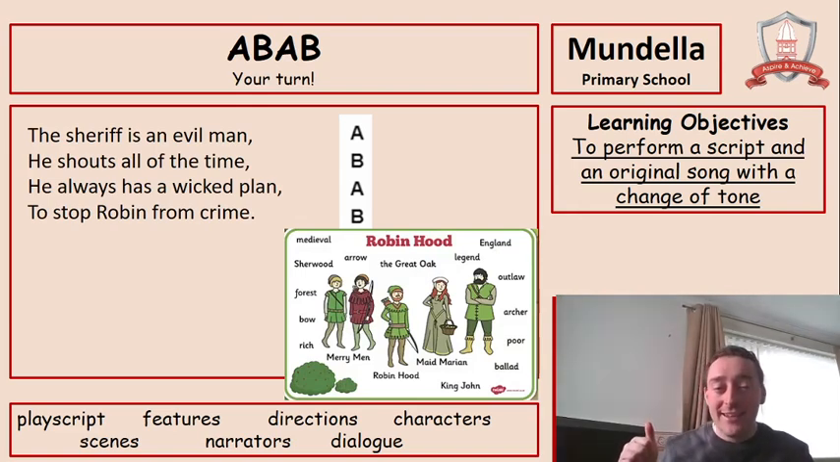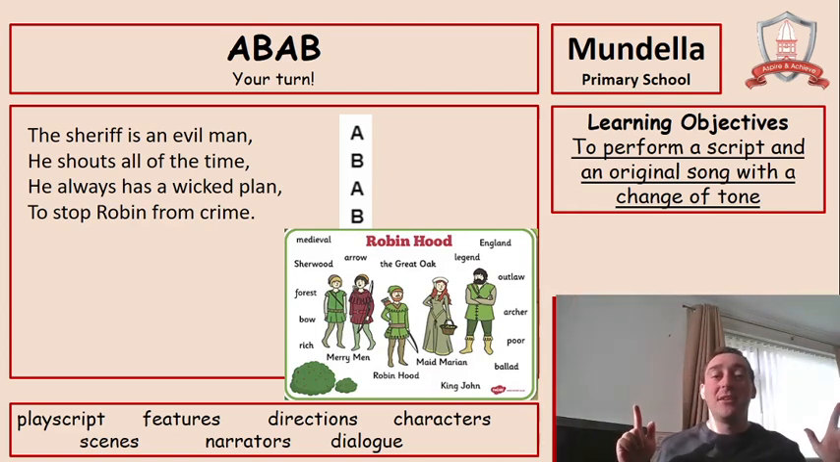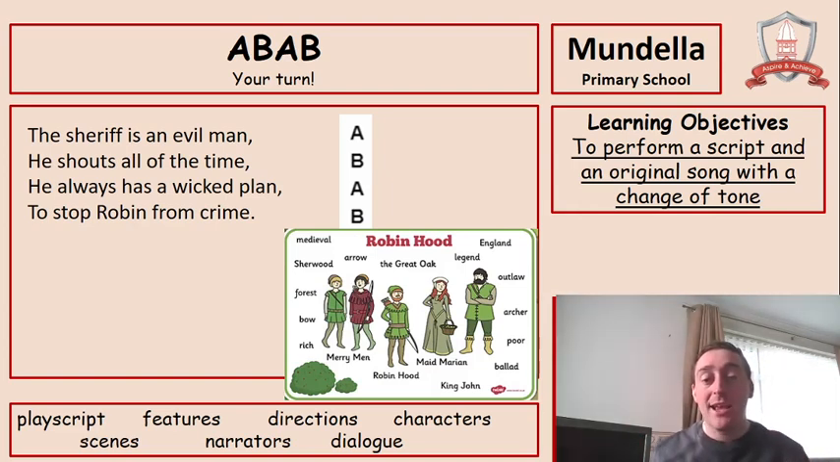The sheriff is an evil man. He shouts all of the time. He always has a wicked plan to stop Robin from crime. So we've got man and plan and time and crime. Those are our rhyming words that fit that rhyme scheme of ABAB. See if you can come up with one of your own now, using some of the vocabulary on the walls around the classroom and in our topic books so far and our reading books that we've done about Robin Hood. We'll move on in 3, 2, 1.